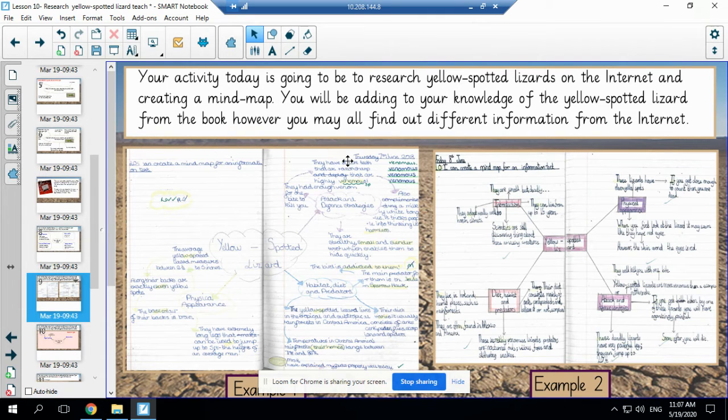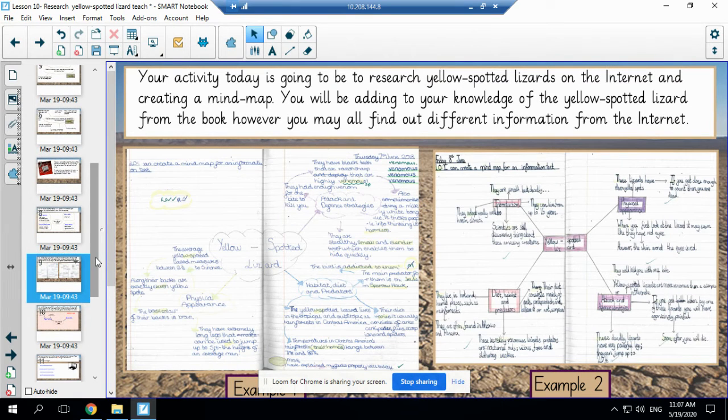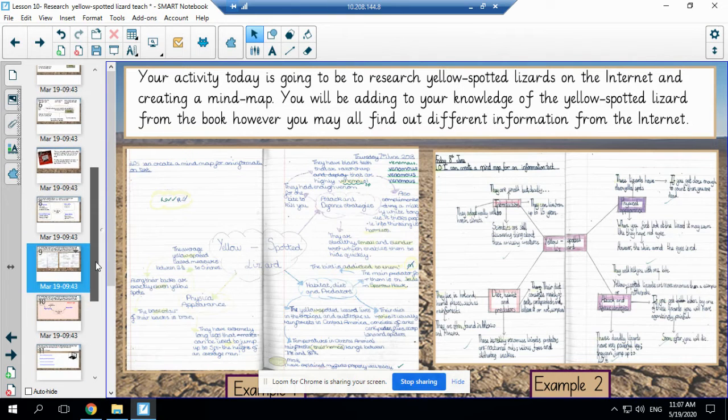As I already mentioned, your activity today is going to be to research yellow-spotted lizards on the internet and create a mind map. You will be adding to your knowledge of the yellow-spotted lizard from the book. However, you may all find out different information from the internet, and that is fine. On this slide, there are two different model examples of how your mind map might look. Feel free to pause the video and take your time to have a look at these.